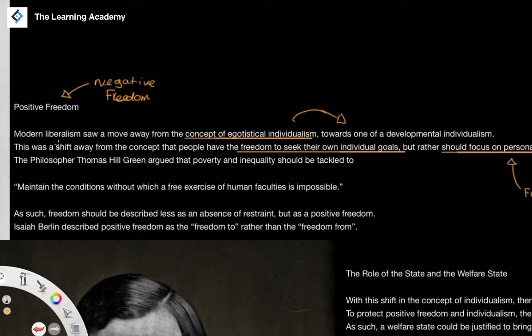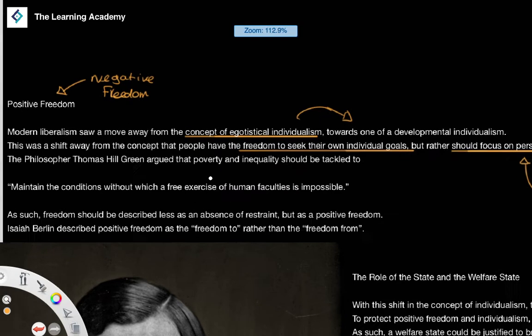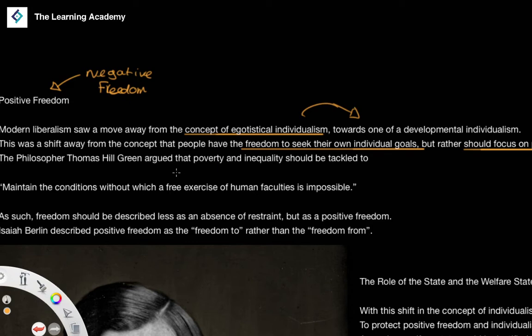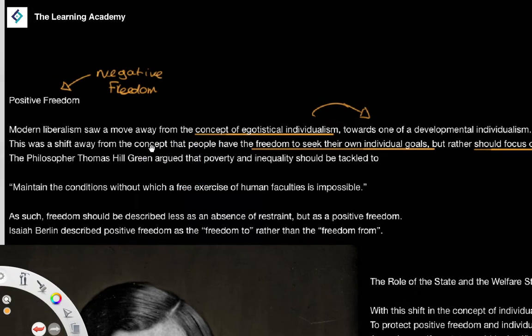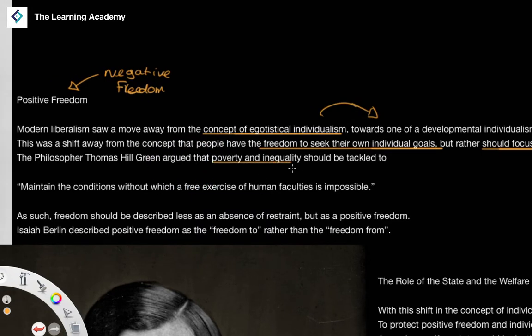So the philosopher Thomas Hill Green argued that, in respect of poverty and inequality within society, it should be tackled to, quote, "maintain the conditions without which a free exercise of human faculties is impossible." So it's talking about the idea of individualism being hampered and restricted by the existence of poverty and inequality within society.